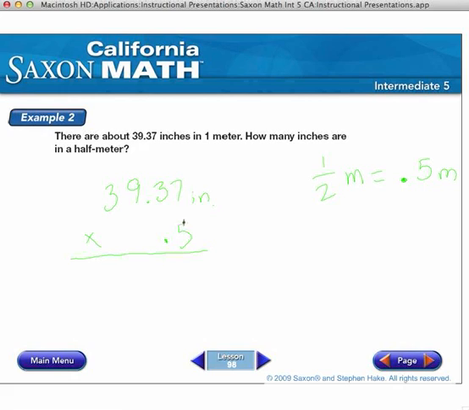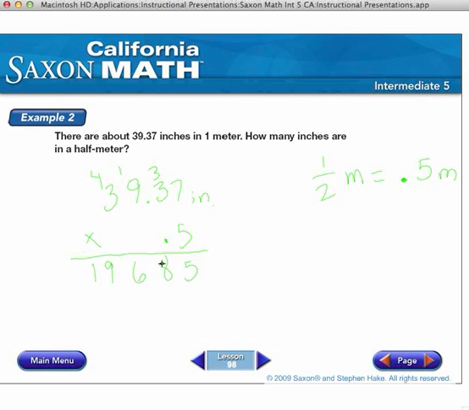Now I'm going to multiply. 5 times 7 is 35. And notice I'm not worrying about the decimals yet. 5 times 3 is 15, 16, 17, 18. 45, 46. And 15, 16, 17, 18, 19.